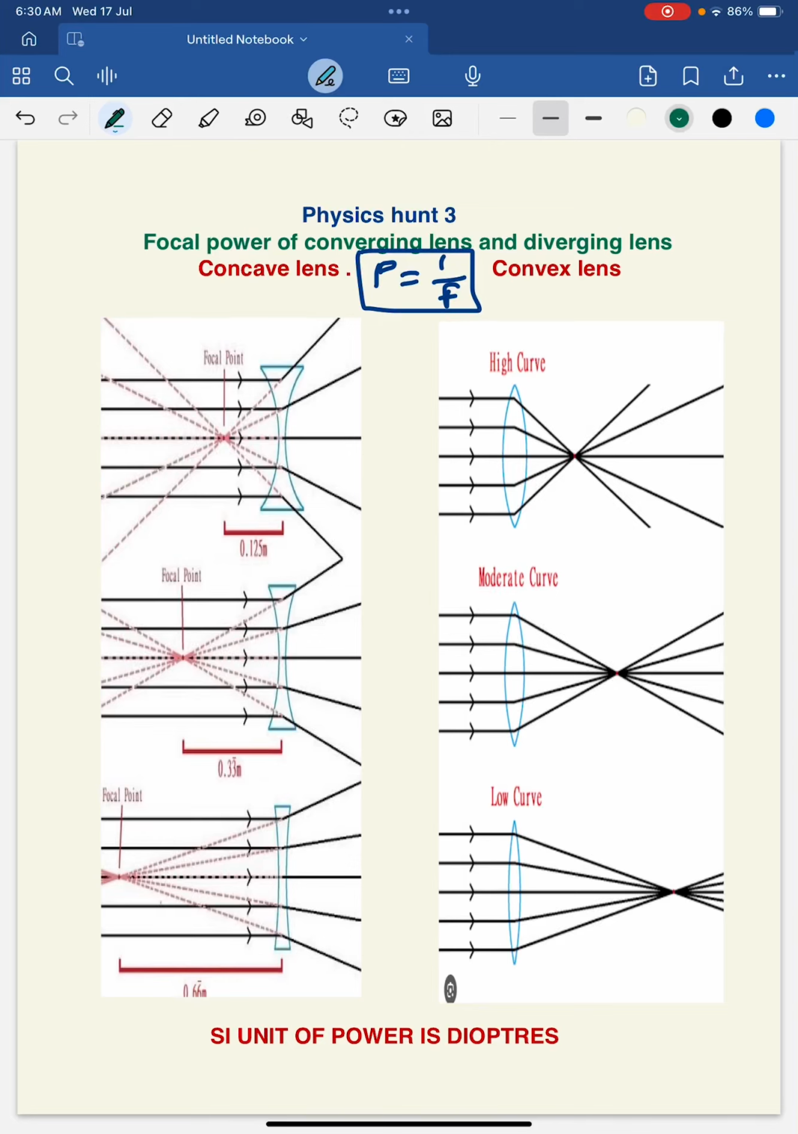Yes, in this video, I'm going to discuss the focal power of a converging lens and a diverging lens. Okay, so look at the diagram here. The first one is a concave lens.